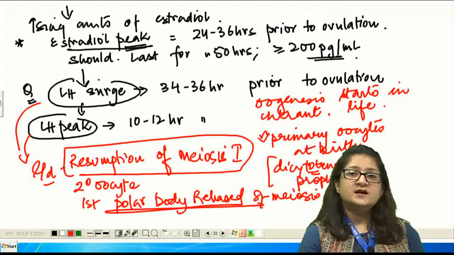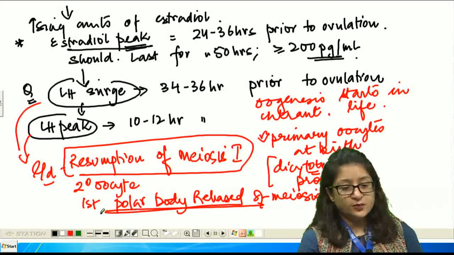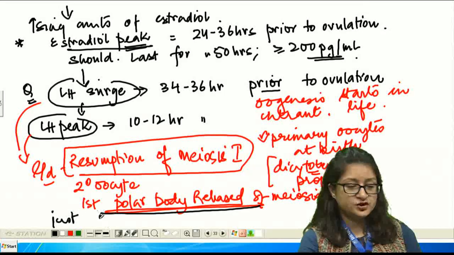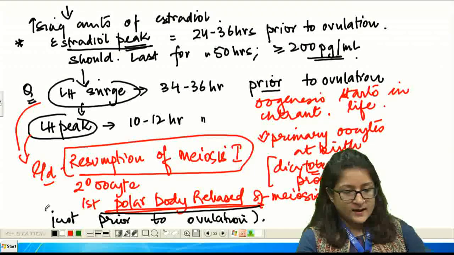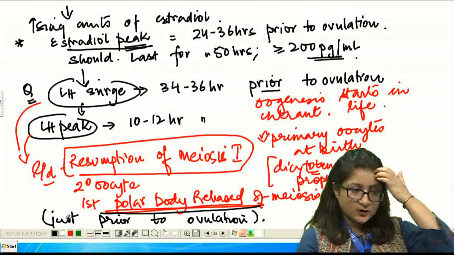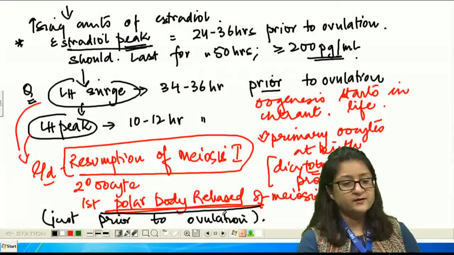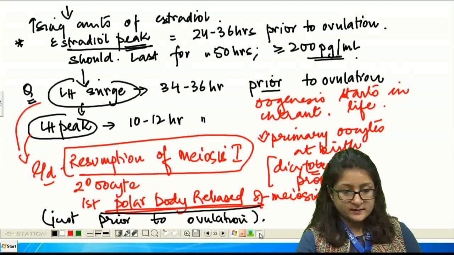Okay, so if they ask you when the first polar body is released, the first polar body is released just prior to ovulation. All these events are happening just prior to ovulation, and the first polar body is released. All right, so when is the second polar body released?